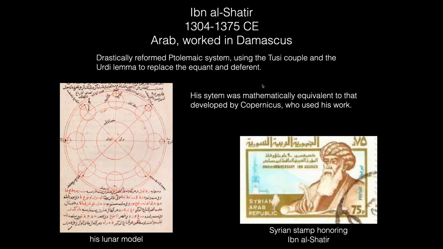And it turns out that his system was mathematically equivalent to that developed by Copernicus. The only difference was that Ibn Shatir's model, like all of the other models that we know of from the Islamic world, was geocentric and not heliocentric. But I'll try to show that that's in fact a trivial difference.